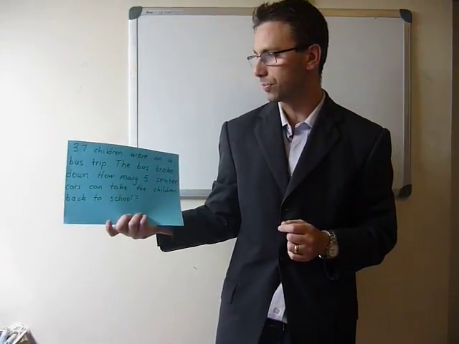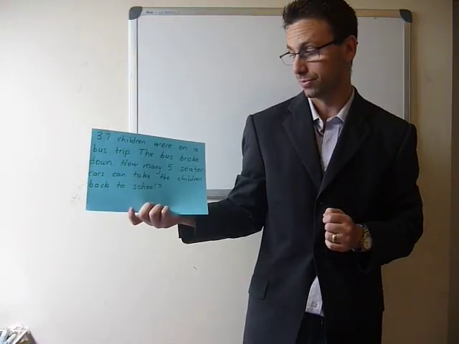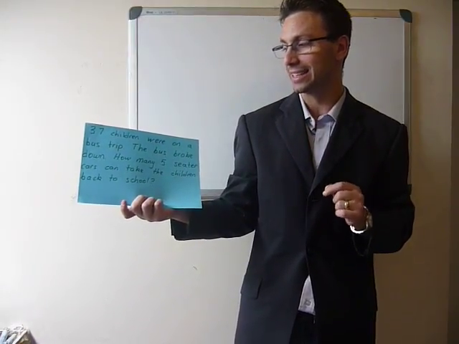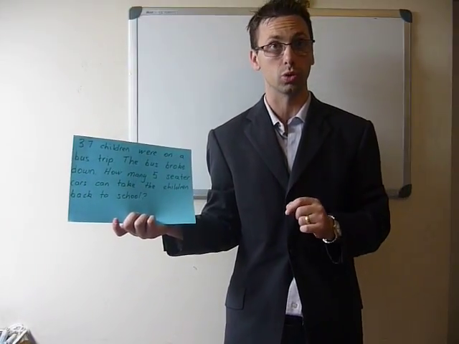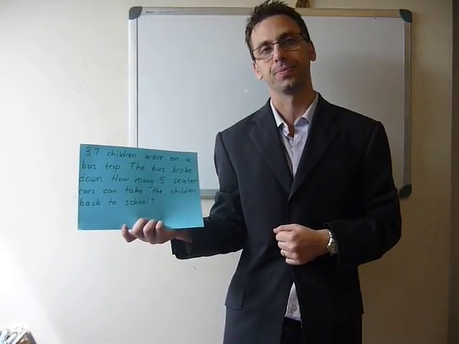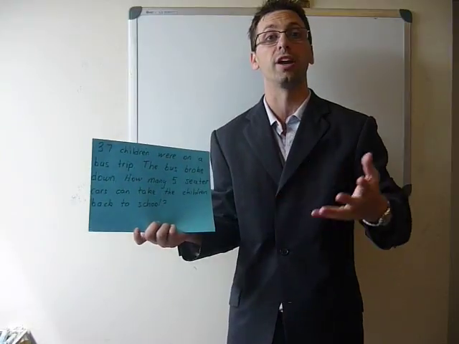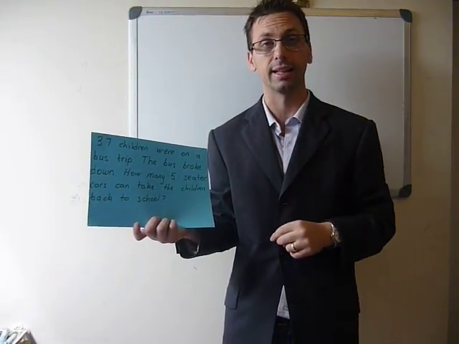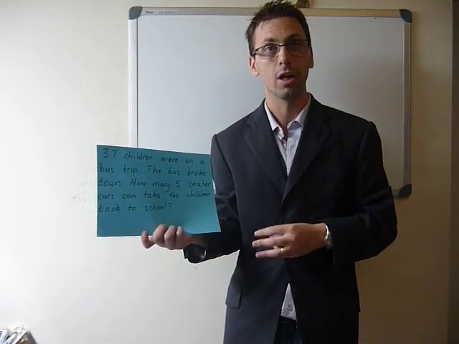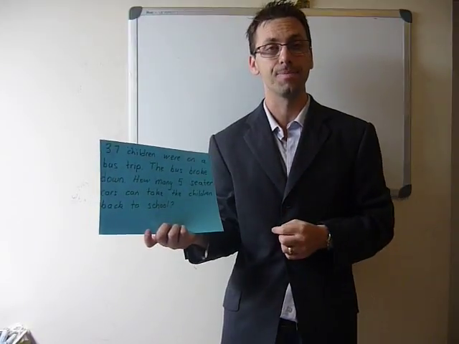37 children were on a bus trip. The bus broke down. How many 5-seater cars can take the children back to school? Now, what is the question asking you? Firstly, they're children. There are 37 children on a bus. Secondly, how many cars can take them back? Thirdly, how many children can be in the car?